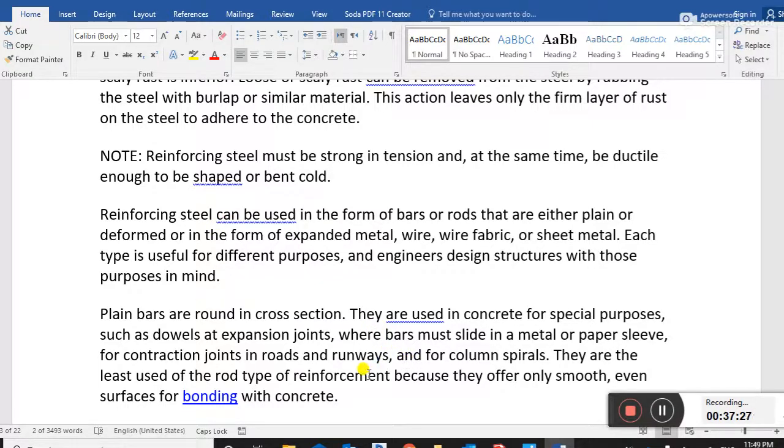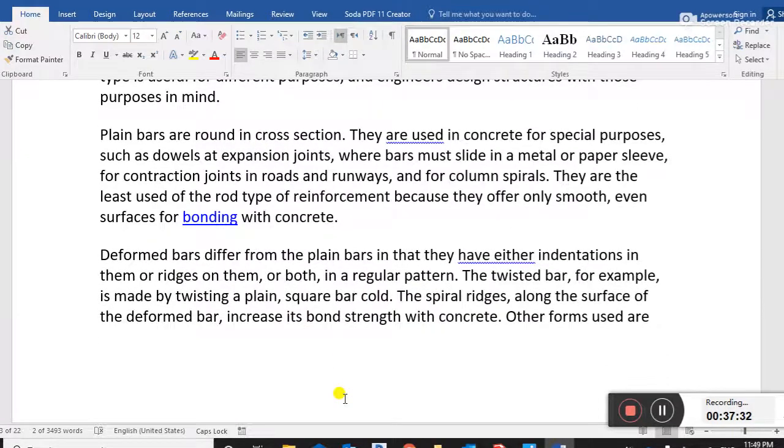This is very important notes, guys. Every civil engineer must know this knowledge.